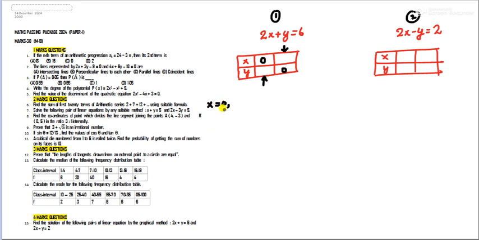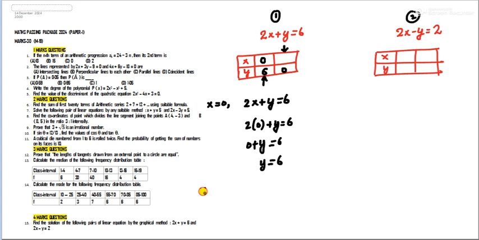So let x be 0. In the equation 2x plus y is 6, 2 into x, which I have assumed to be 0, is 0. So 0 plus y is 6, so y we got as 6. Got it, guys? This is the first thing.